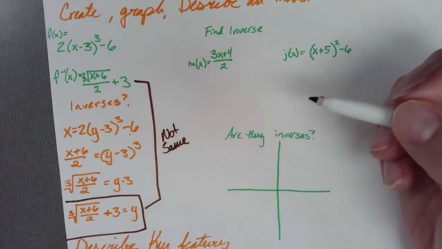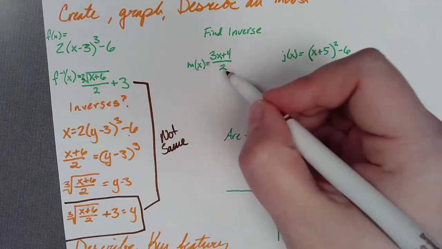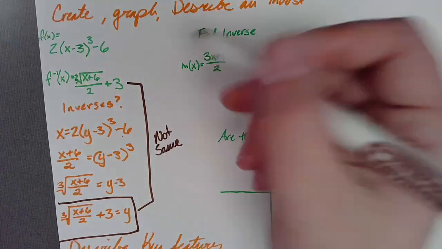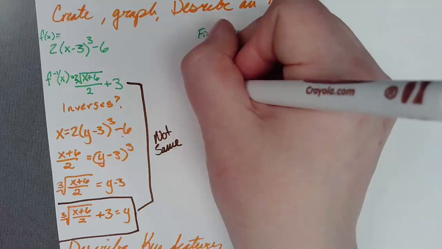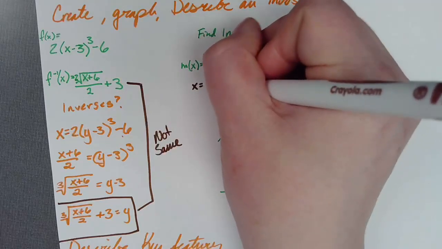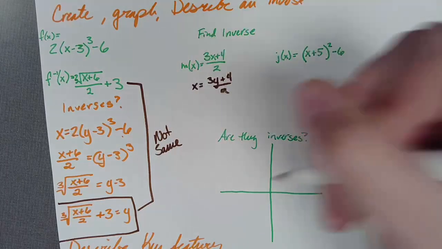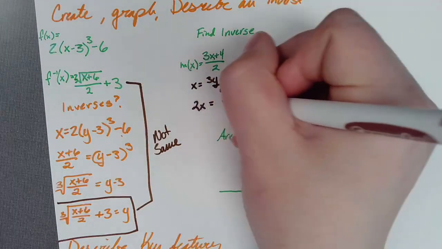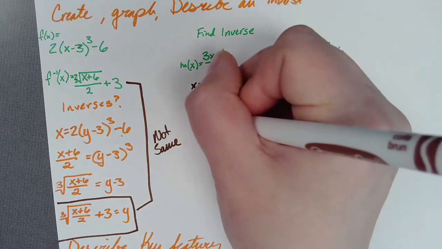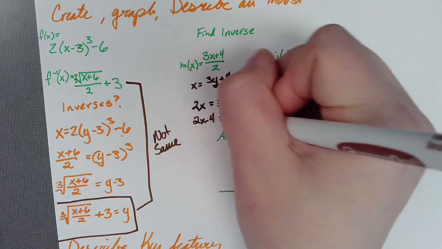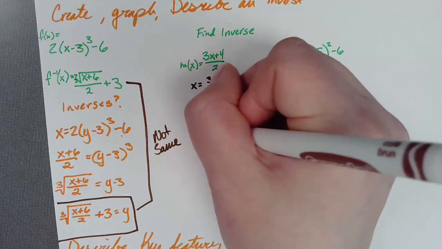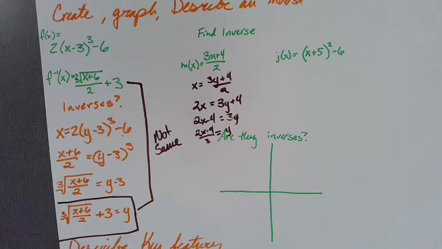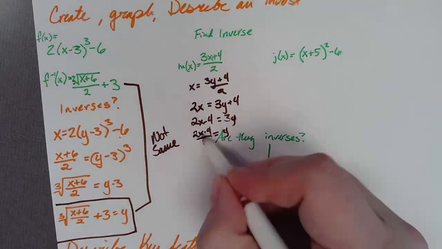Okay. I might ask you to just find the inverse of an equation. So I might give you something that looks like one of these two and ask you to find it. Again, the easiest way in my opinion to go about doing that is to take x and y and switch them. So this would become x equals 3y plus 4 over 2, and then go through and solve for y. So I would multiply by 2 on both sides, subtract the 4, and then divide by 3. So this would be my inverse.